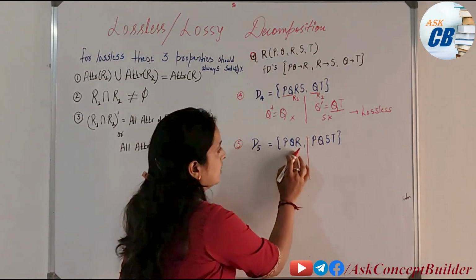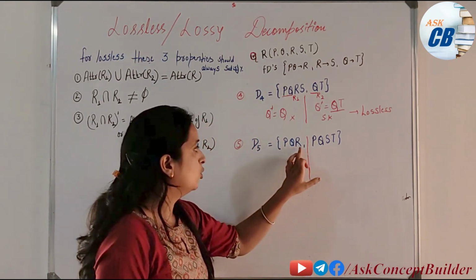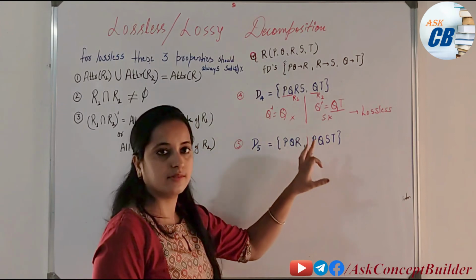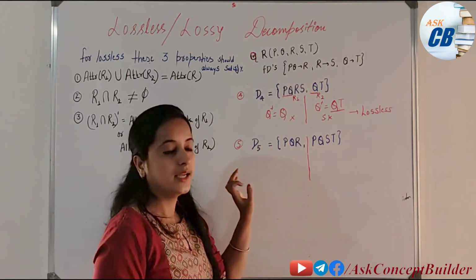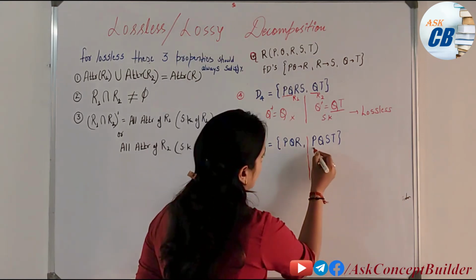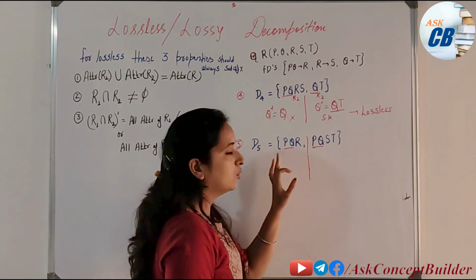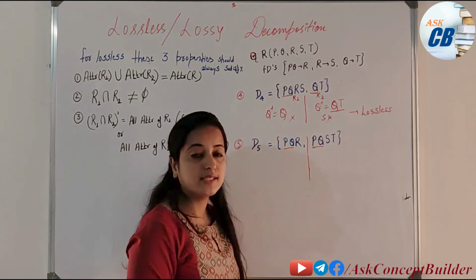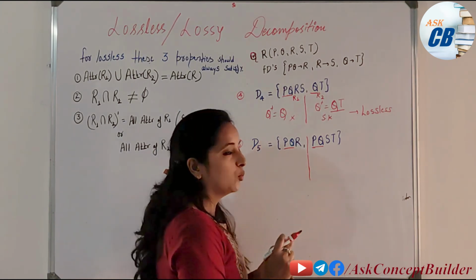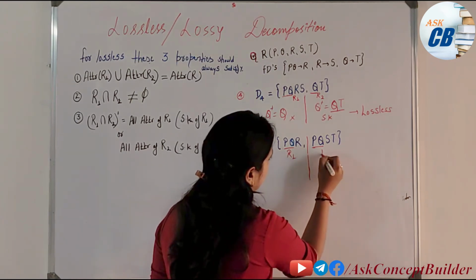Now see in this one again, first property: the union is PQRST. Yes, it is giving all the attributes of R. Now second, what is the common attribute in these two relations? So the common attribute is PQ. Fine, PQ is your common attribute. Now second property is satisfied. Now third one is whether PQ is the super key of either relation or not. So this is our R1 and this is our R2.